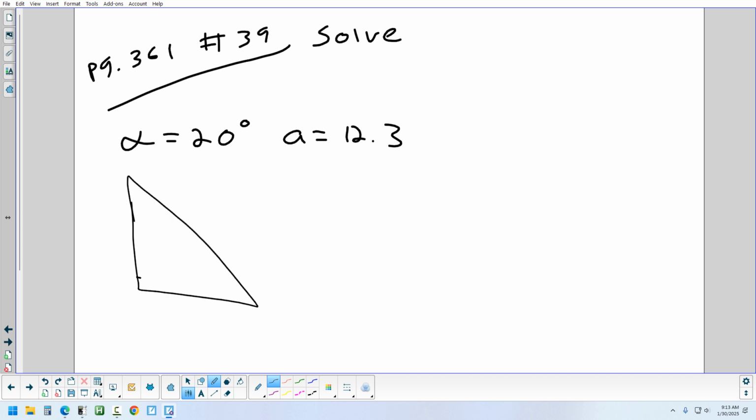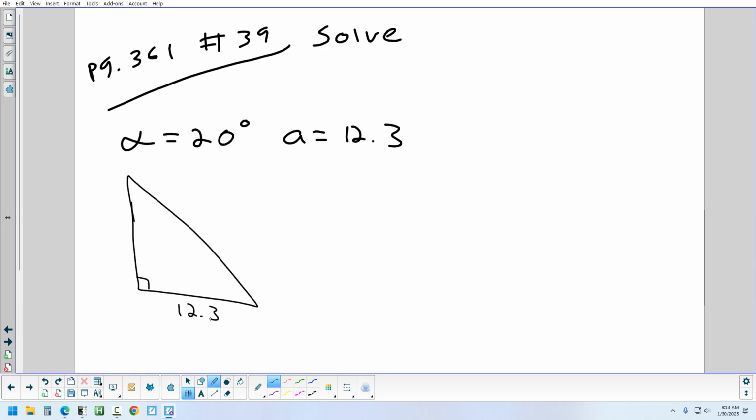Okay. So make your diagram. Where can we put the 12.3? There's only one place you really don't want to put it. Any of the acute angles? Just don't make it the hypotenuse. So just make it one of the shorter legs, or one of the shorter sides.